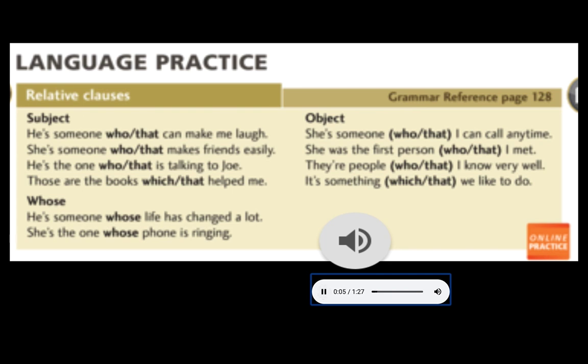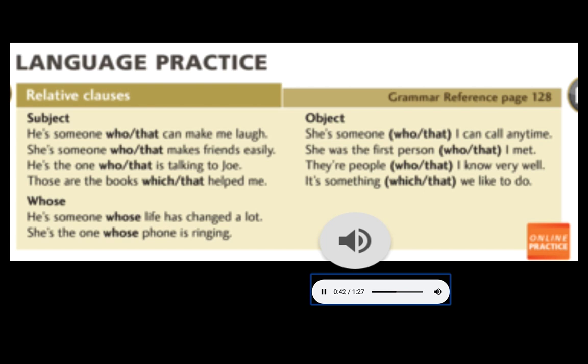Relative clauses. Subject. He's someone who can make me laugh. He's someone that can make me laugh. She's someone who makes friends easily. She's someone that makes friends easily. He's the one who is talking to Joe. He's the one that is talking to Joe. Those are the books which helped me. Those are the books that helped me.